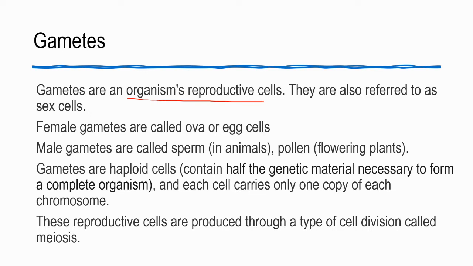So gametes are haploid cells. That means they've only got half the genetic material. It's because they're going to join up together at fertilization. To maintain the same number of chromosomes, the gametes have to have half the genetic material. And each cell carries only one copy of each chromosome. These reproductive cells are produced through a type of cell division called meiosis.